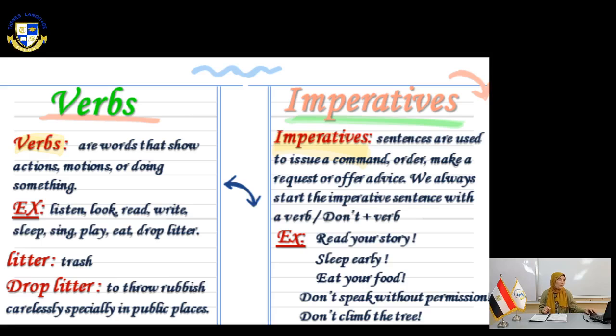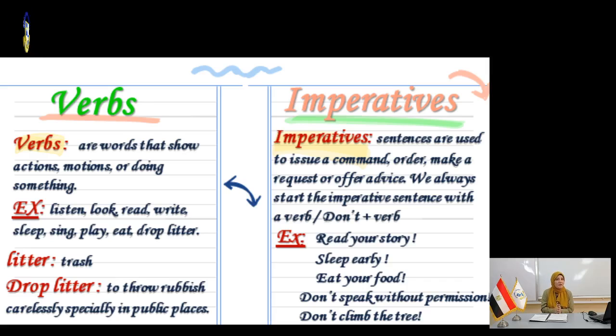Or when I make a request. The request is when I ask someone to give me or to make something for me. This is the request. I started the sentence with the verb in the affirmative form.